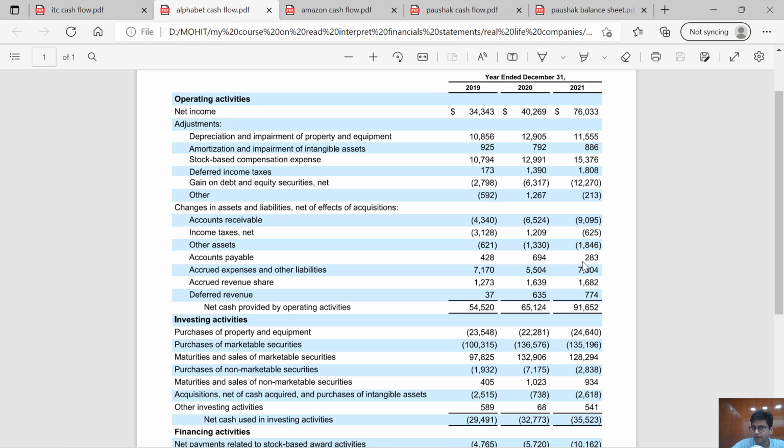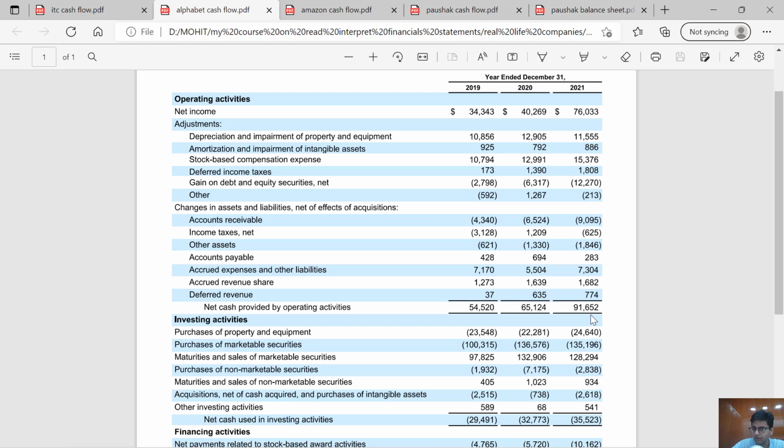Accounts payable, it has increased the cash flow. So that means that the accounts payable, that is current liabilities, have increased during the period. Same with accrued expenses, they have increased. So it has increased the cash flows, and you know the drill. So the net cash provided by operating activities is $91 billion.